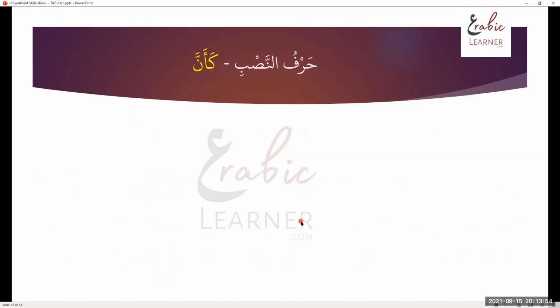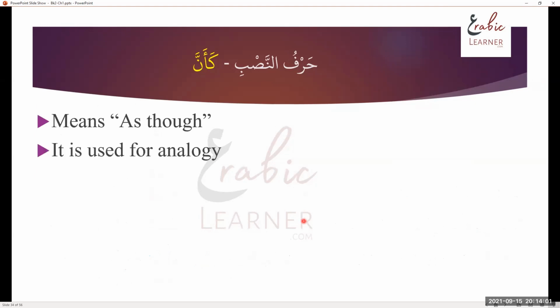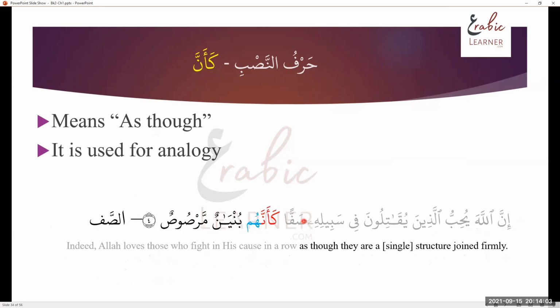Ka'anna. Now, ka'anna means as though. It is used as an analogy. This is from Surah Saf, which I recently took in my Quran sessions, which I am taking normally in Urdu language every Sundays and Mondays, same time. So I went through this ayah recently. So what is this ayah?